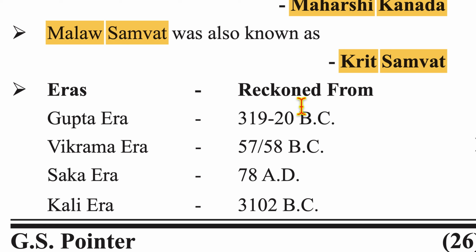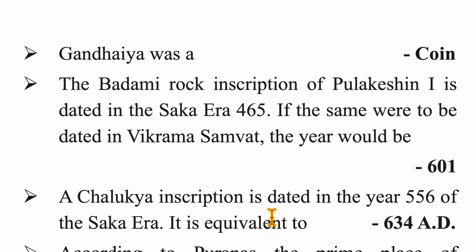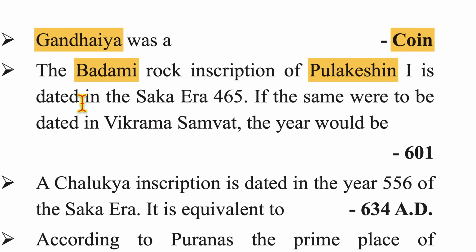Now the eras and the years they reckoned from: Gupta era 319 to 20 BC. I think this is wrong. It should be AD. Vikram era 57-58 BC. Saka era 78 AD. Kali era 302 BC. Gandhia was a coin.